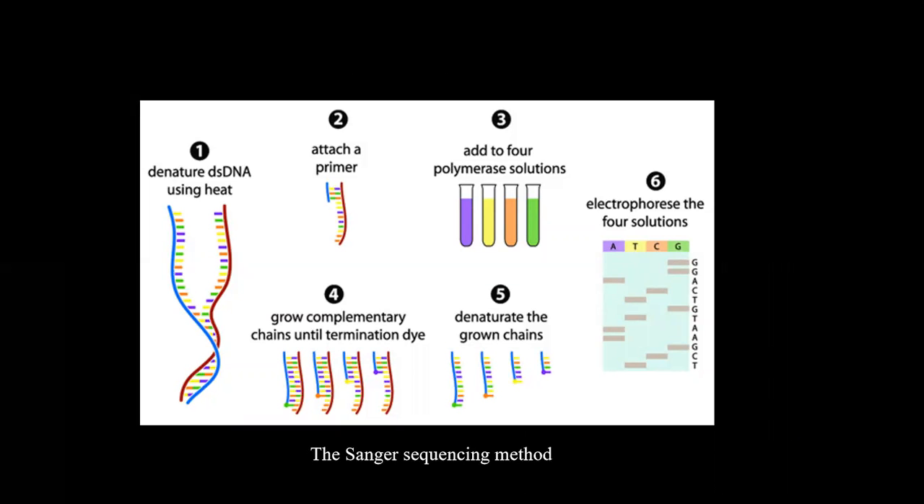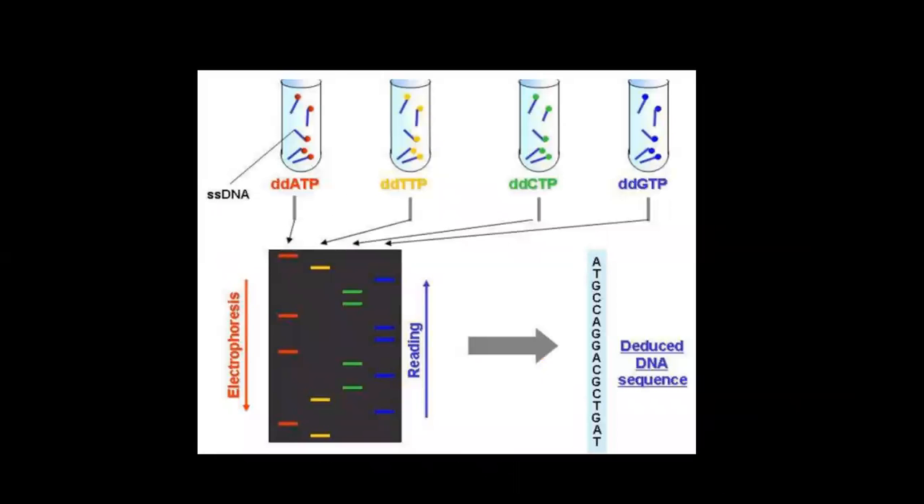So this is an overview of the methods of the Sanger sequencing. First, the double-stranded DNA is denatured and a primer is attached. The 4 solutions are added and then it is allowed to extend until termination. And then these double strands are denatured again and electrophoresis is done. Over here, each of the ddNTPs is given a distinct fluorescent label, and when run in an electrophoresis, the DNA sequence can be determined based on the size of each of the single strands.